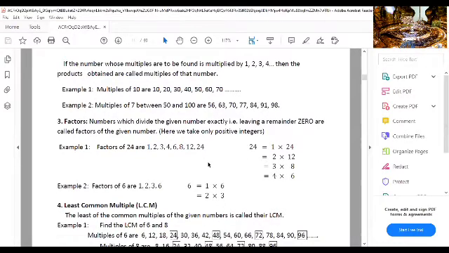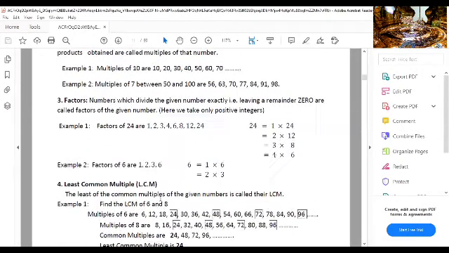Take example 2. The factors of 6 are: simply write 1 times 6 is 6 and 2 times 3 is 6. Now reversing, 3 times 2 is 6 and 6 times 1 is 6. The factors of 6 are 1, 2, 3, 6.